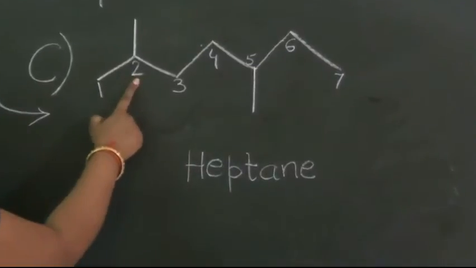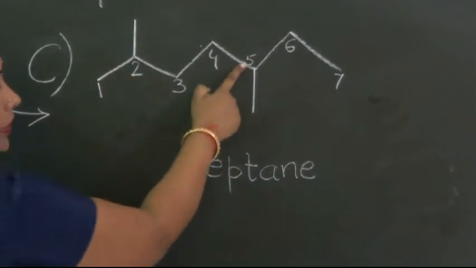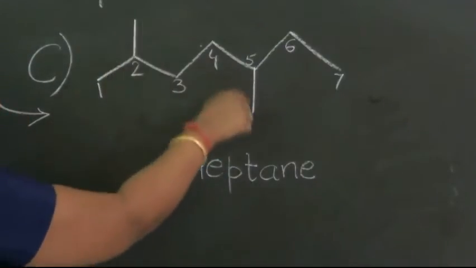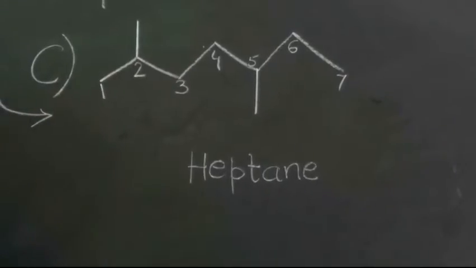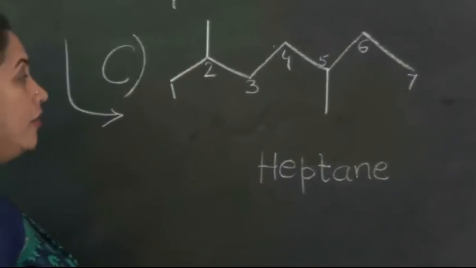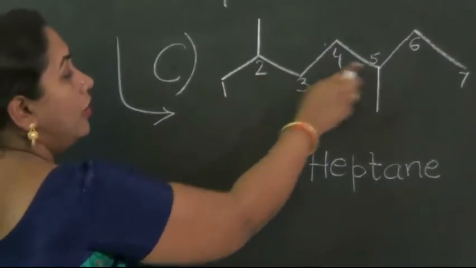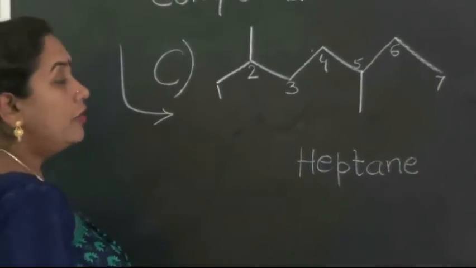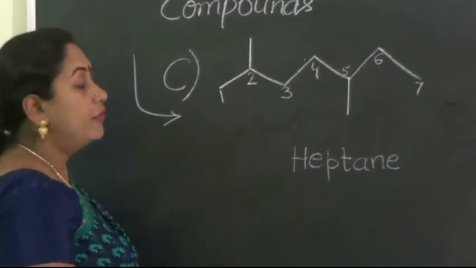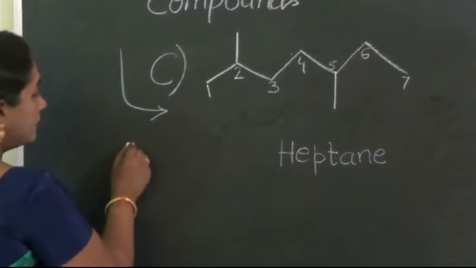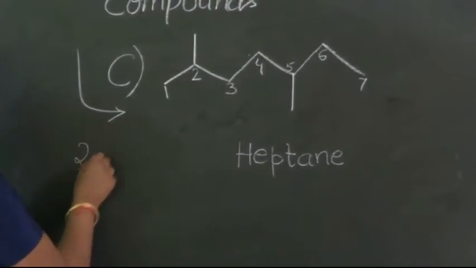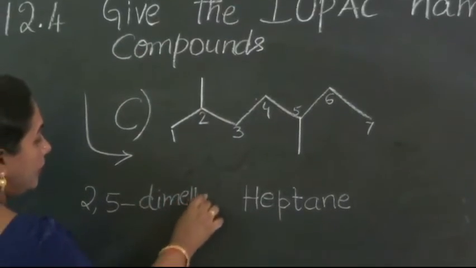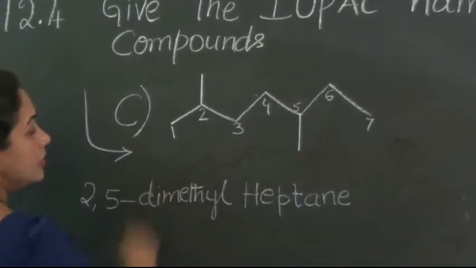So with respect to the second carbon atom and with respect to the fifth carbon atom, we find the presence of 2 methyl group. So therefore 2 methyl group are there. We need to give the locant of both the methyl group carbon atom, and we should have to use the prefix as di before methyl. Therefore 2, 5 dimethyl heptane would be the name of the given structure.